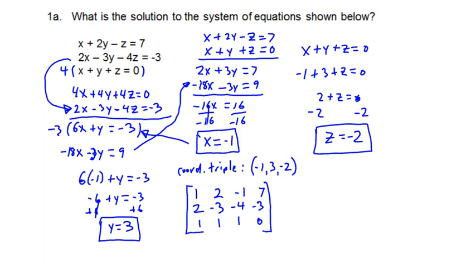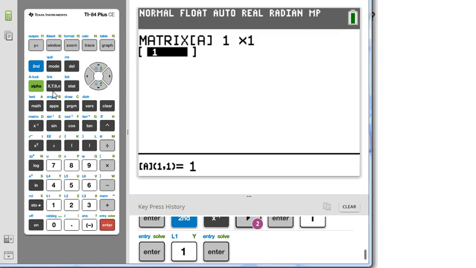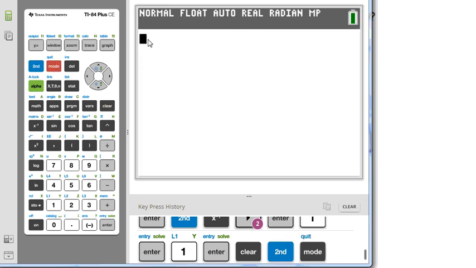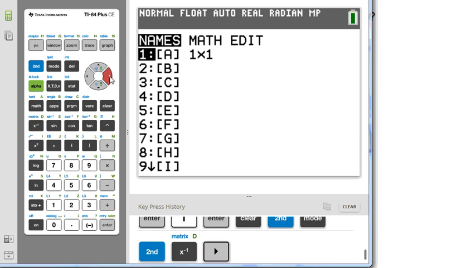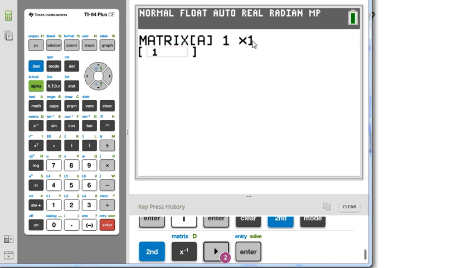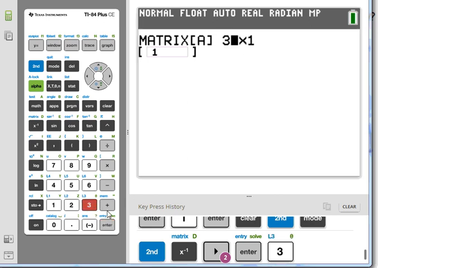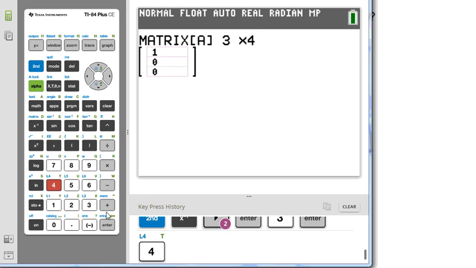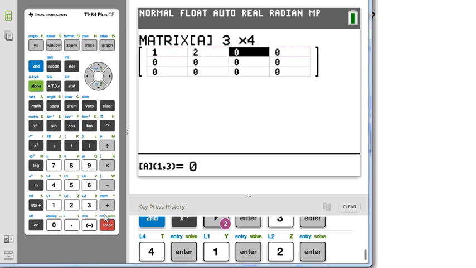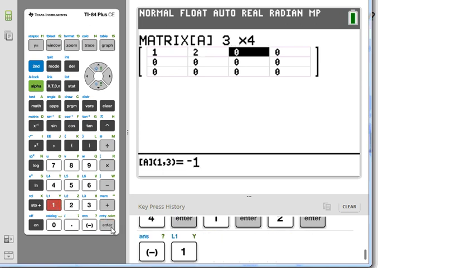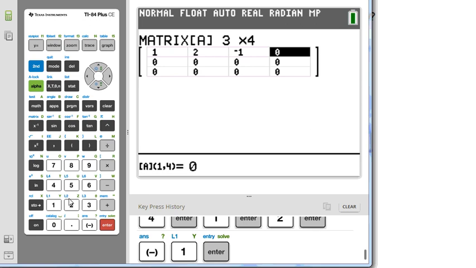We go to our calculator and go to the matrix menu. I'm going to clear this out again just to show you how to get there. So your calculator's cleared out. You press second, x inverse, which is matrix. Go over to edit, and in editing you want a 3-row by 4-column matrix. So you put in 3, enter, 4. Then you put in all the coefficients for the equations, which are 1, 2, -1, 7 for the first row.